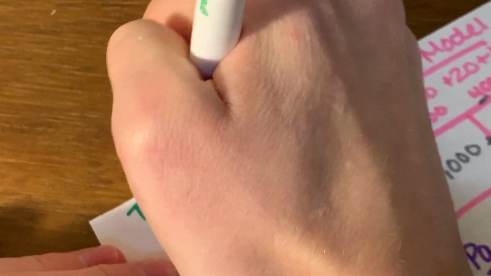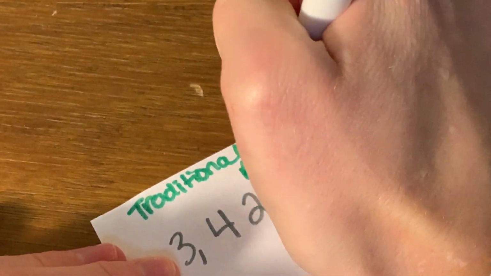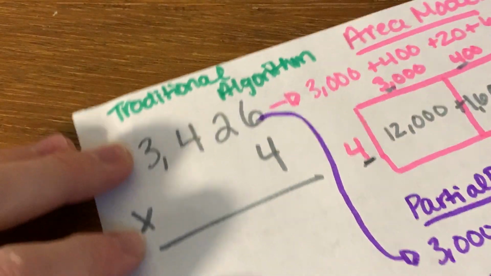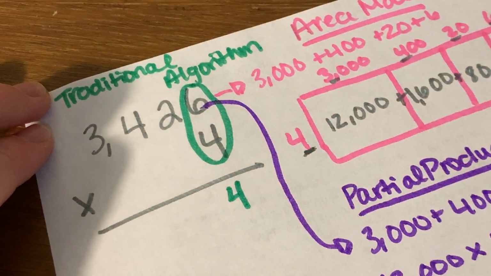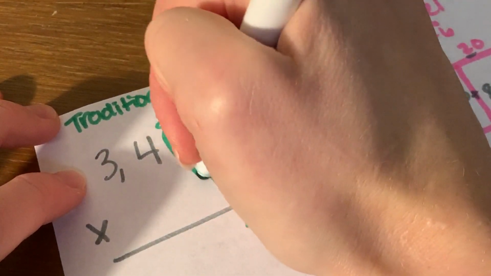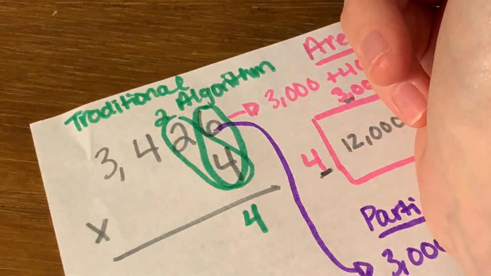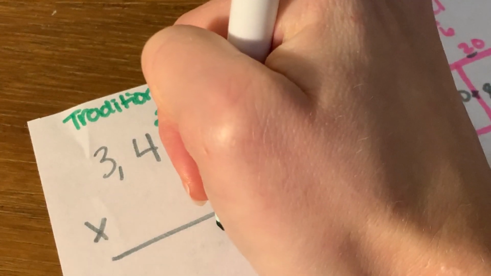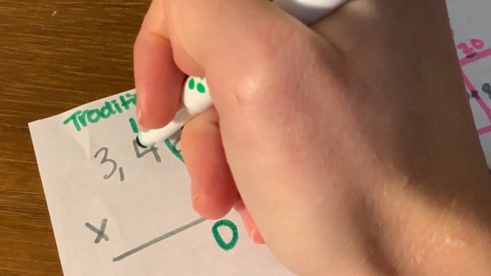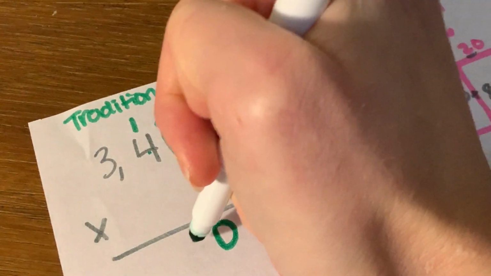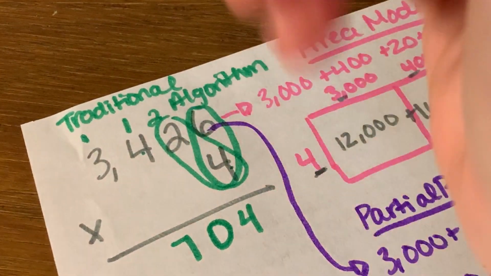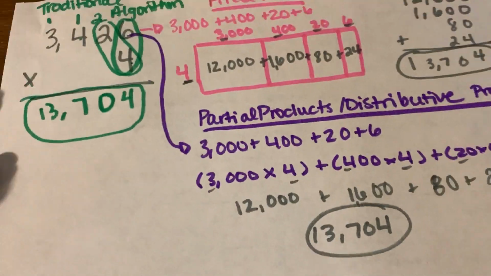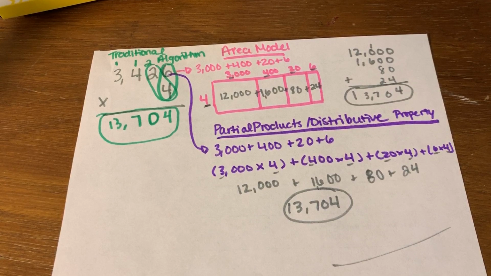Okay? All right, on to the last strategy, which is the traditional algorithm. So we're going to use that method now to solve this problem. All right, so 6 times 4 gives me 24. Drop my 4, carry my 2. 4 times 2 gives me 8, plus 2 more gives me 10. Drop my 0, carry my 1. 4 times 4 gives me 16, plus 1 more gives me 17. Carry my 1. 4 times 3 gives me 12, plus 1 more gives me 13. 13,704.